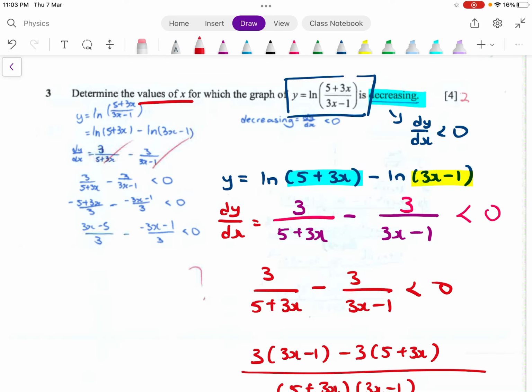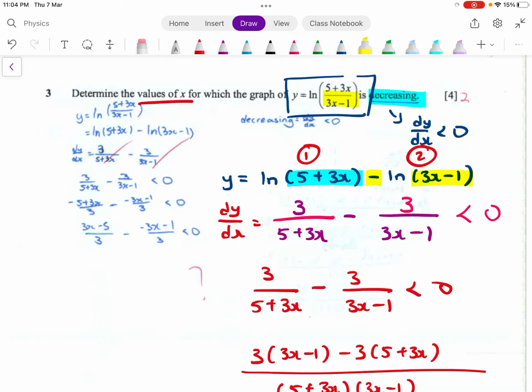So if you see divide, you can actually change it to minus. So you'll get ln(5 plus 3x) minus ln(3x minus 1). In this way, it's easier to differentiate. You just need to differentiate the two terms that you see right here. So you differentiate the first term.